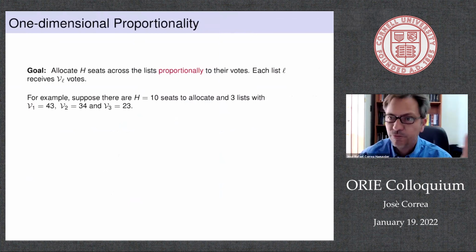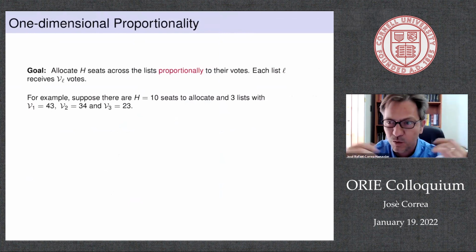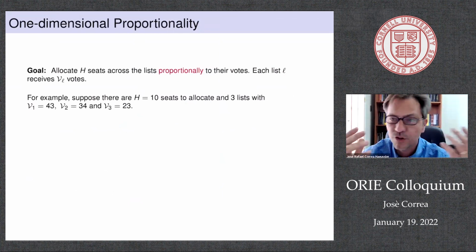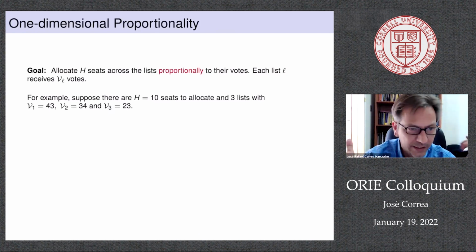So why not follow the idea of proportionality? What is proportionality? In one dimension this is very easy, and I'll quickly tell you what a proportional system in one dimension does. Let's say we have one dimension. We want to allocate a number of seats, H, proportional to the votes of the lists.